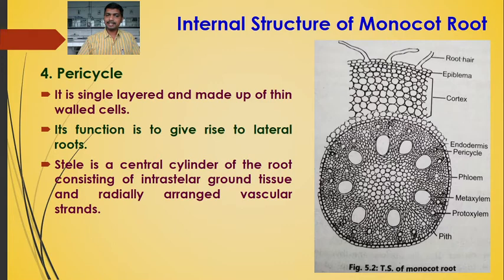The stele is the central cylinder of the root. Here we can see this is the central cylinder of the root, which is a stele, and consists of intrastelar ground tissue and radially arranged vascular bundles. Again, the arrangement of the vascular bundles is radial and alternate. The xylem and phloem are present on different radii.